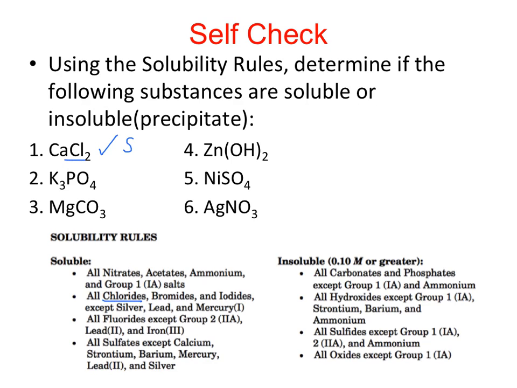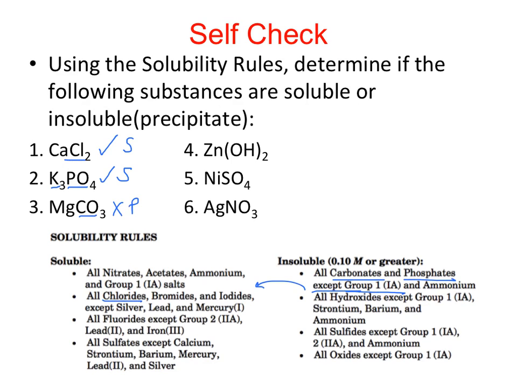We take a look at the second example. My anion is phosphate, and phosphate is over here, so that's on the insoluble side. However, K is a group 1A. It hits the exception, and that makes that soluble. So that will also dissolve in water. The next one is carbonate. Carbonate is on the insoluble side. Magnesium is not a 1A or ammonium, and so that will not be soluble. We're going to call that a precipitate.